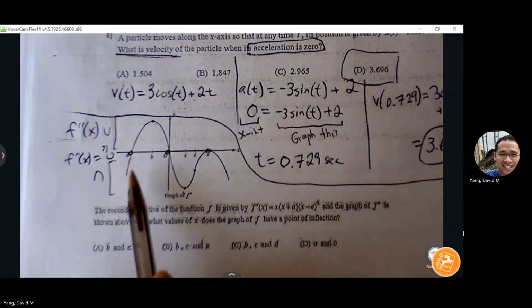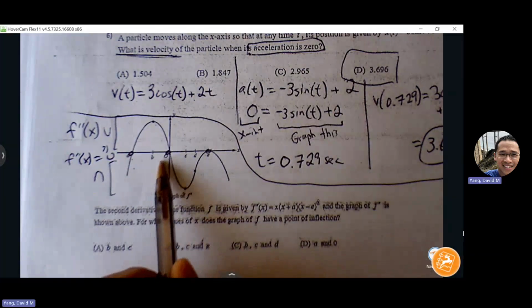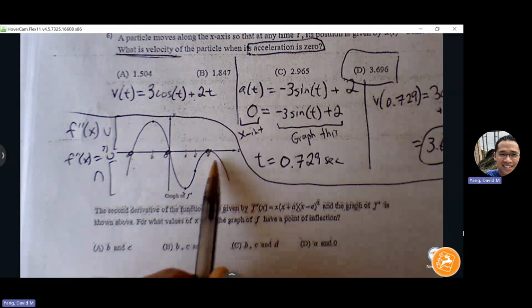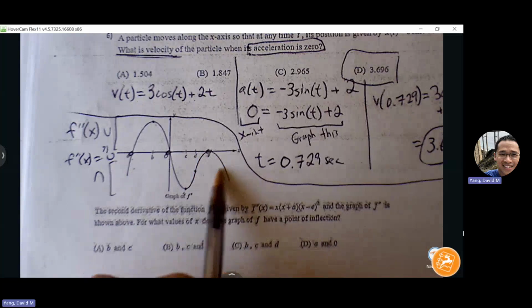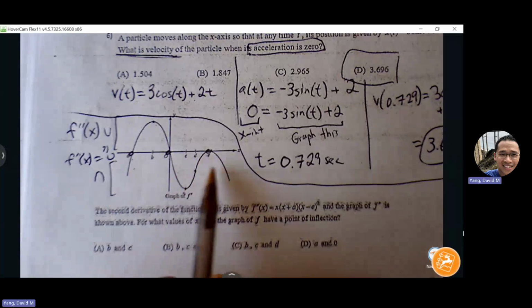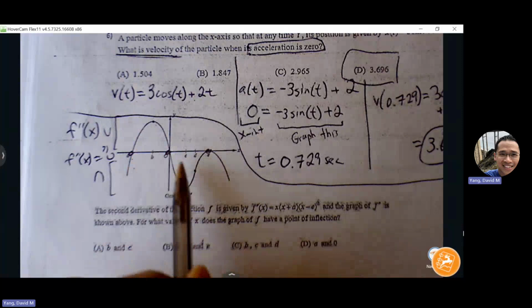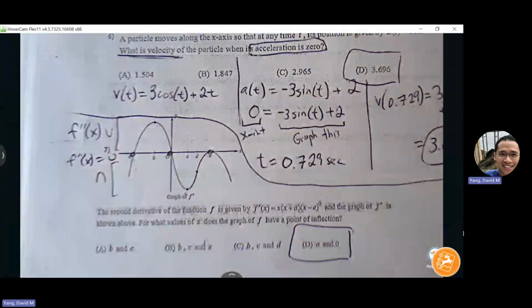So what are our points of inflection then? Only at A and zero, right? Not at E, because at E there's no change in signs. It's negative to the left, it's negative to the right. So concave down, we want a change in signs. So A and zero.